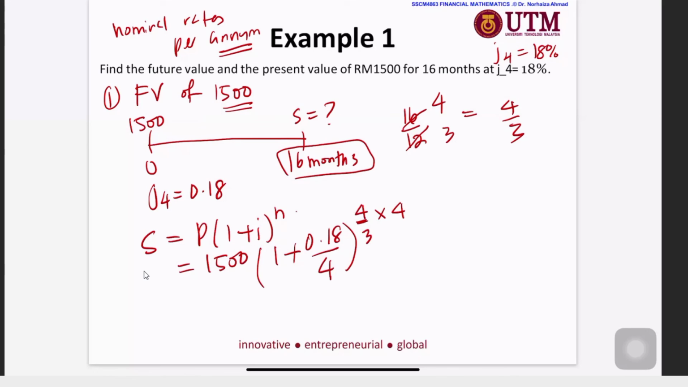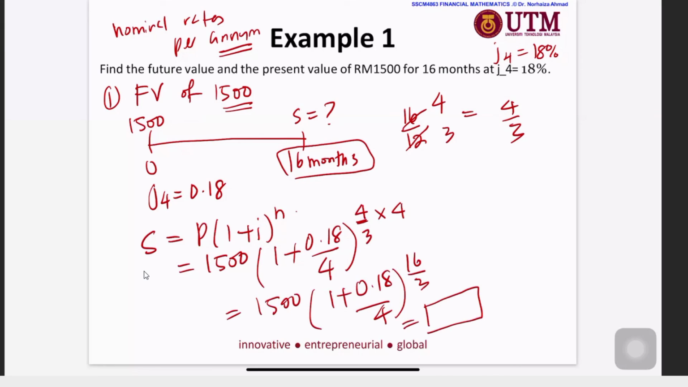Since your interest rate is in terms of quarter, so 4/3 times 4. And so 1500 times 1 plus 0.18 divided by 4, to the power of 16 divided by 3. You just have to calculate it like the normal we did before. So you will get 1896.90. Okay, so this would be your answer for 1.